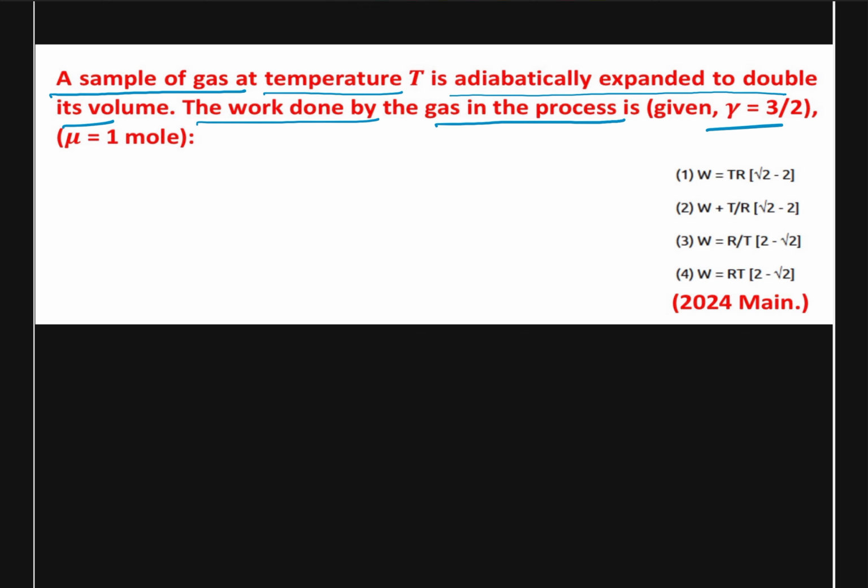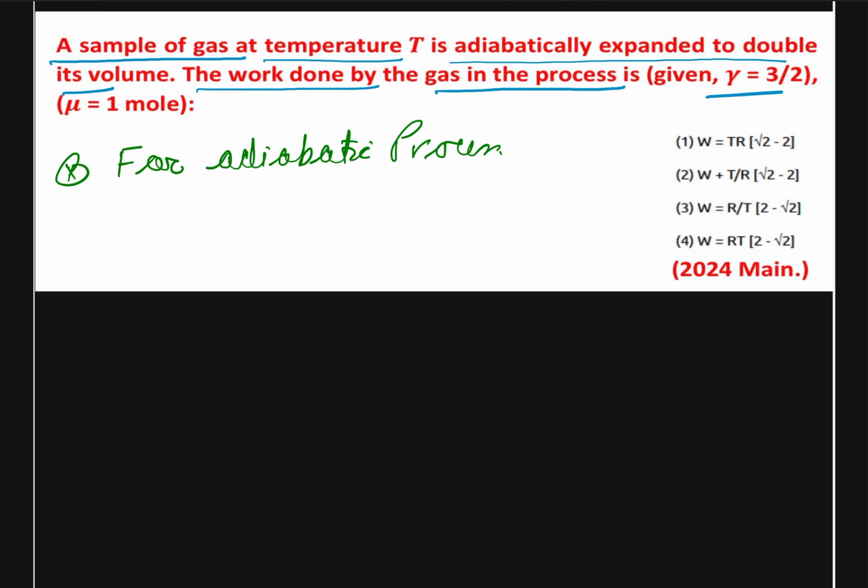So we can say that for an adiabatic process, we can write two relationships. One is our PV raised to power gamma is equal to constant, and second one we can write temperature times volume raised to power gamma minus 1 will also be equal to constant.